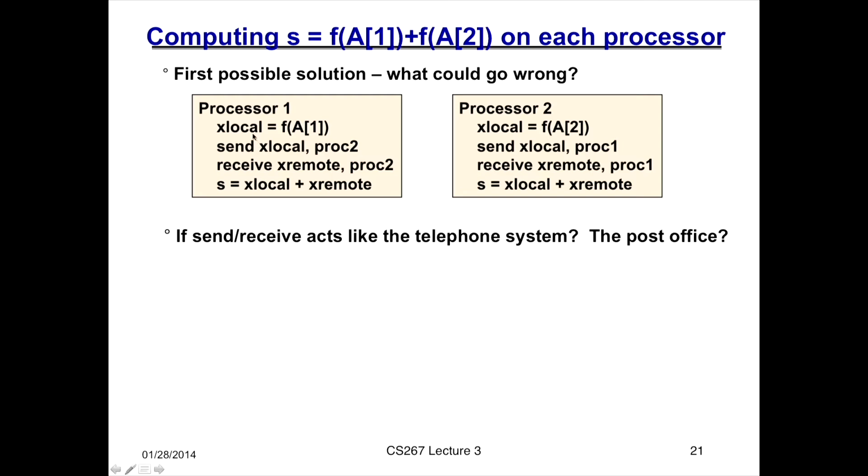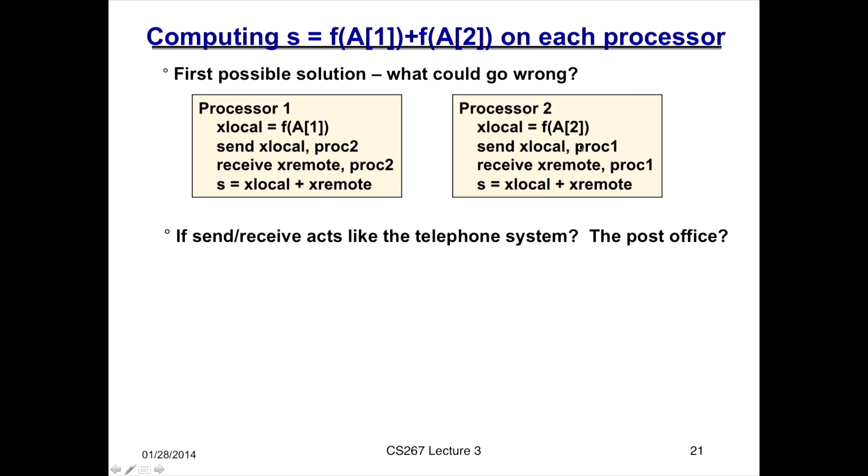Processor 1 will compute, and these are all local variables, f of a1. Then it'll take its local copy and send it to processor 2. Processor 2 will do the same thing. It'll compute f of a2 and send it to processor 1. Then each processor executes a receive, takes the value from its neighbor and puts it in a local value, and then does the sum. So how could this go wrong? How could this break? There's a hint there. It depends on whether send and receive act more like the telephone system or the post office, which have very different semantics. If they were like the telephone system, here's something you could imagine. You pick up the phone and call processor 2. You pick up the phone, call processor 1.